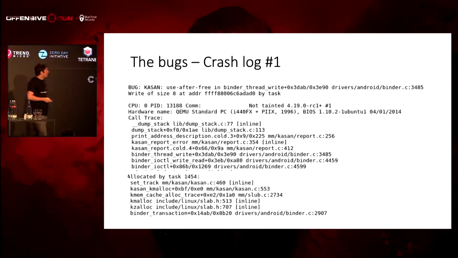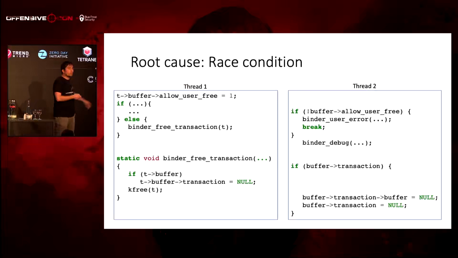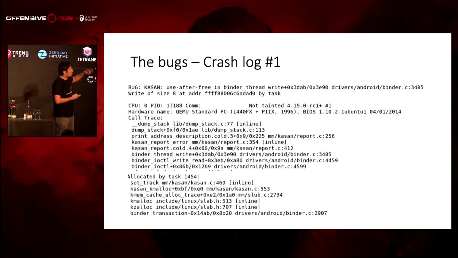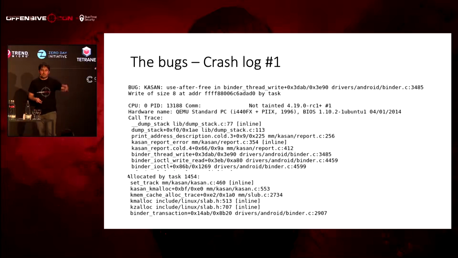All right, so we start with the bugs. These are bugs that we actually fuzzed. The first bug is, I don't know, is it readable from the back? Yeah, okay. So it's a use after free bug in Binder, and you can see, down here, the thread stack that allocated it, Binder transaction, and if you would scroll down, you would see who is using it now and who freed it, right?